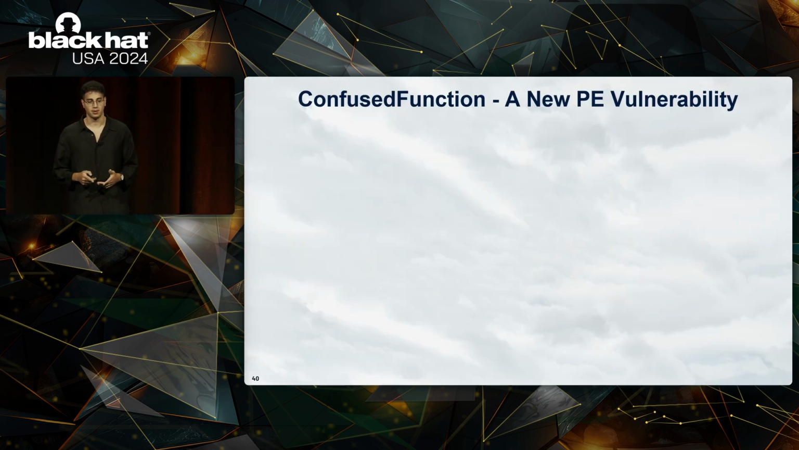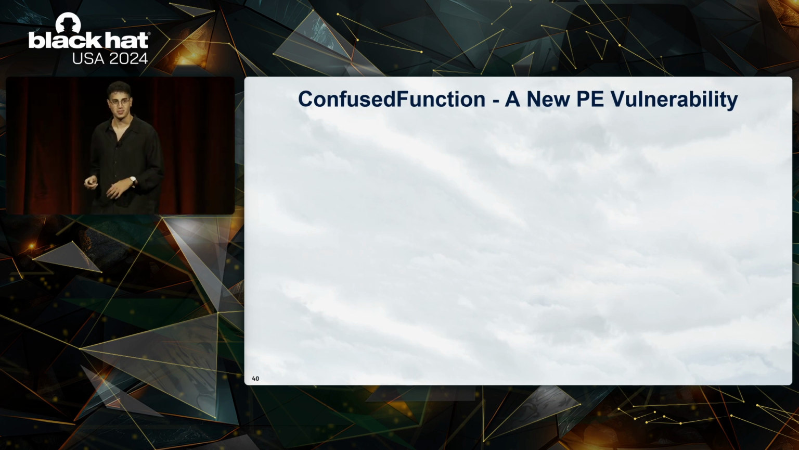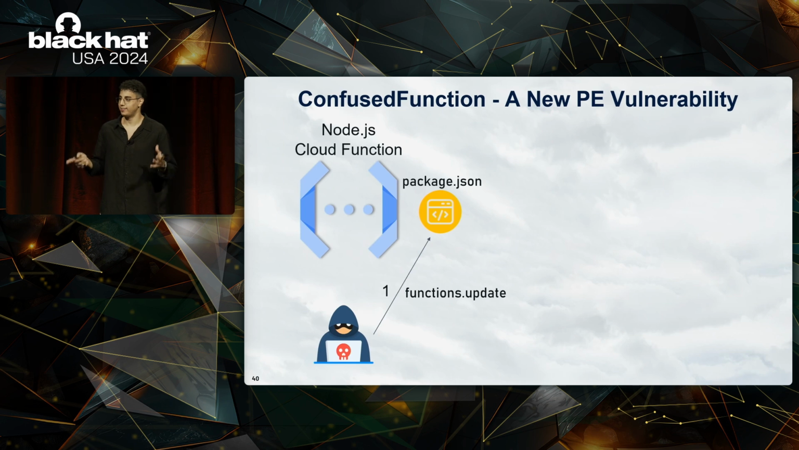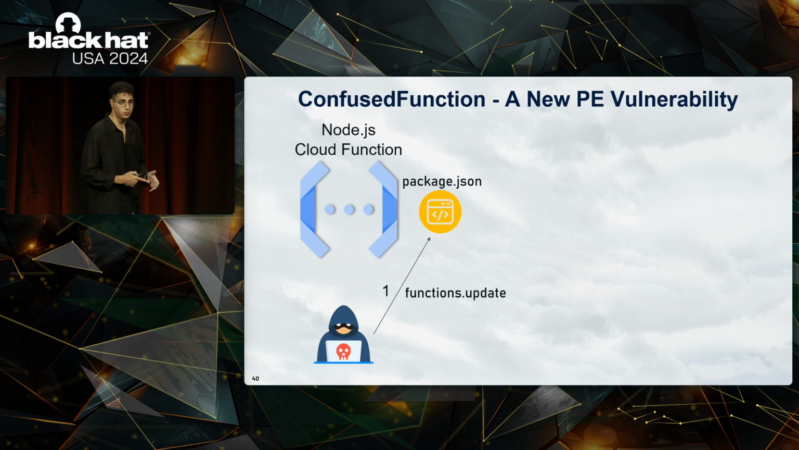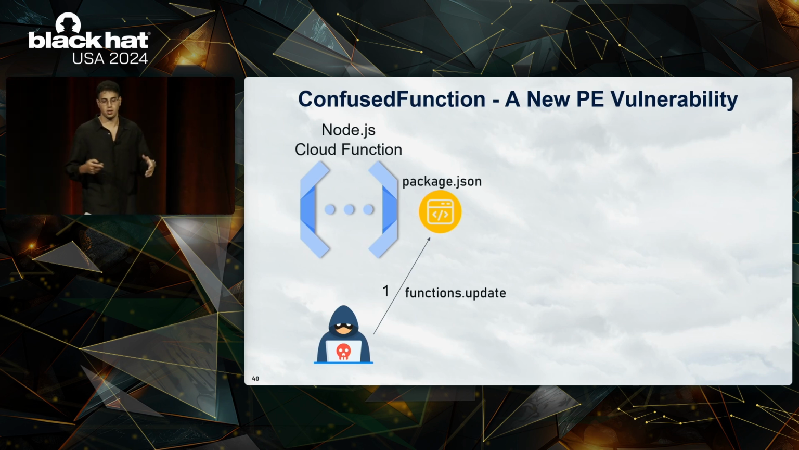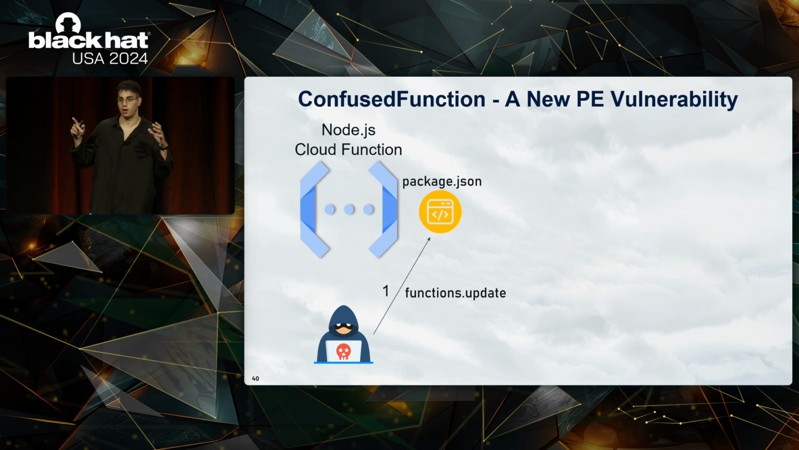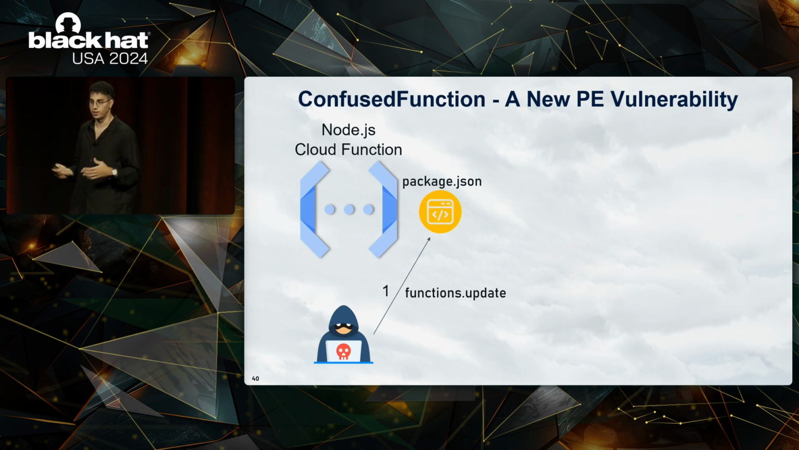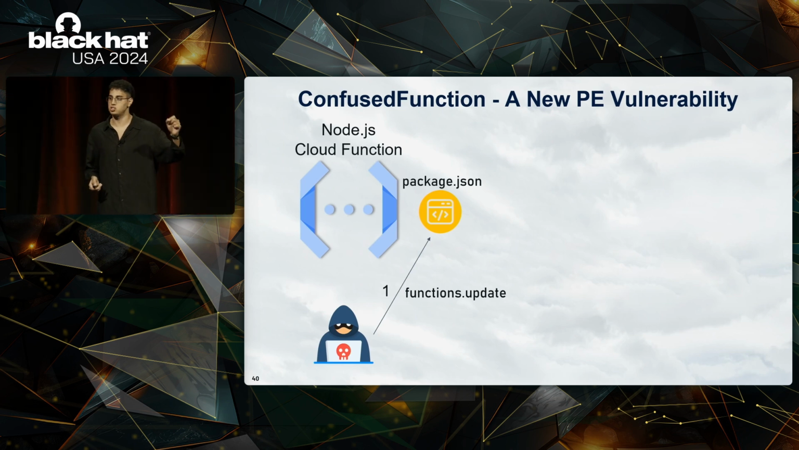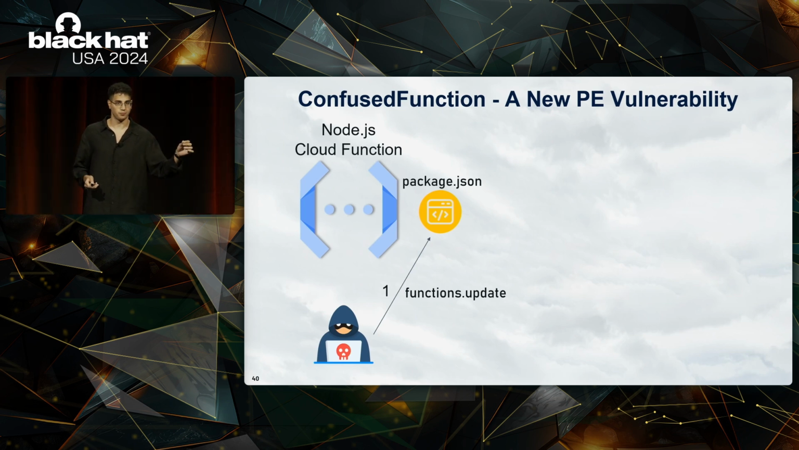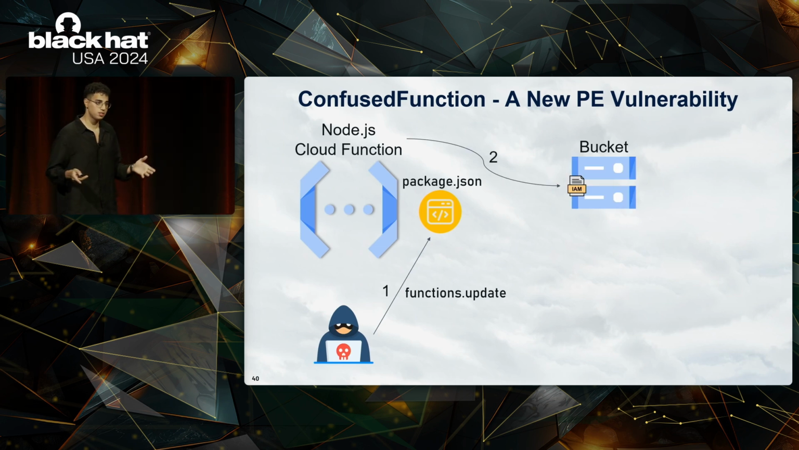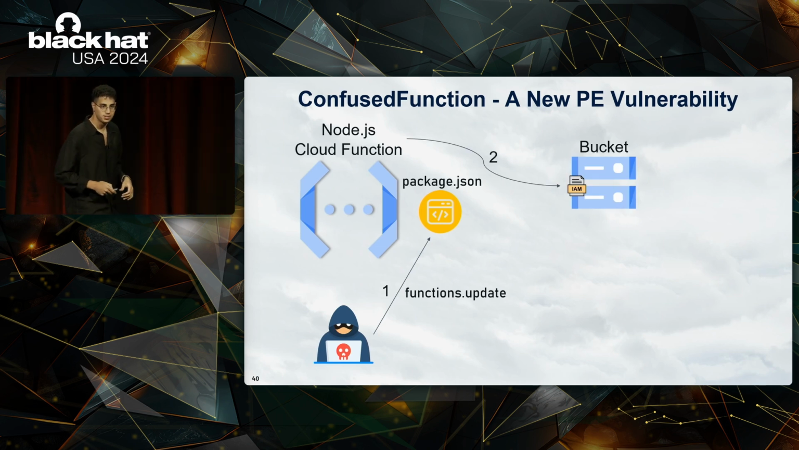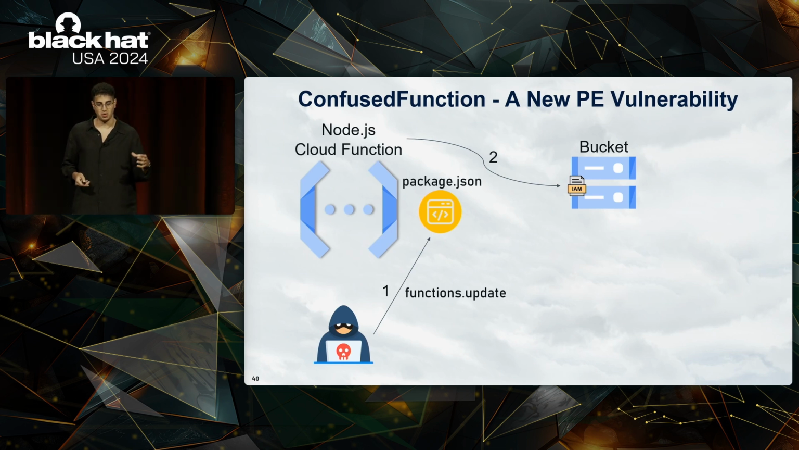How does it really work? Let's go into the technical details of the vulnerability, the fun stuff. First, an attacker with a permission to update a cloud function. In this specific example, I'm going to show you a Node.js cloud function, but obviously this vulnerability affects all of the programming languages. This is just a concept. So in that case, an attacker will update the package.json file of the function. And that package.json file specifies the dependencies that will be installed soon.